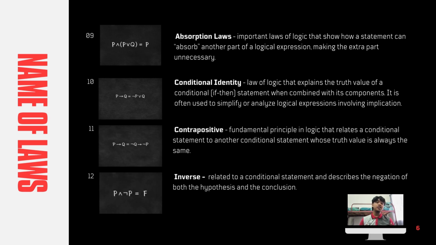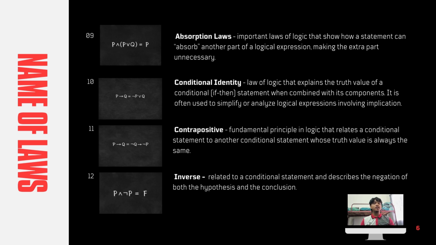Next, the absorption law. This law helps to simplify logical expressions by absorbing repeated terms. P or (P and Q) equals P, P and (P or Q) equals P. This means if a statement already includes part of another, we can simplify it to the main part.